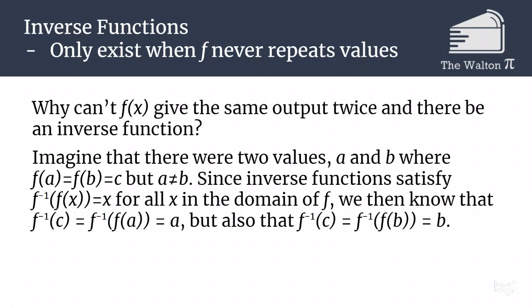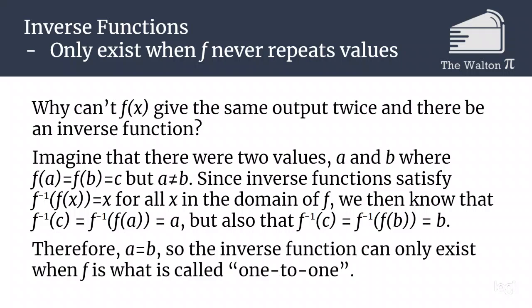Since inverse functions satisfy f inverse of f of x is equal to x for all x's, then we know that f inverse of c, well, c is just f of a, so that's f inverse of f of a, that must be equal to a. But we also have that f inverse of c is equal to f inverse of f of b, so f inverse of c must also be equal to b. So f inverse of c gives both a and b as outputs. So if a is not equal to b, f inverse is not a function. So the inverse function can only exist when f is what's called one-to-one.